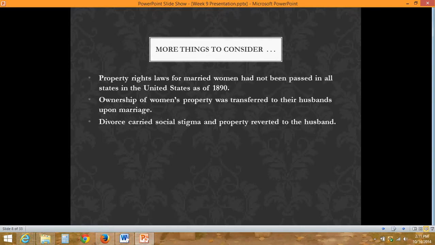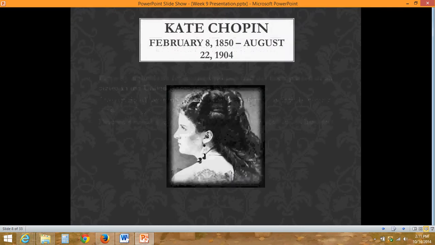For the most part, there's also the idea of fathers being in charge of things like that, and then if they were a widow, they had rights to their property. So it definitely creates a different idea when you look at what it might be to react to a husband passing away. So let's talk more about Kate Chopin herself. So Kate Chopin was born in 1850 and died in 1904.